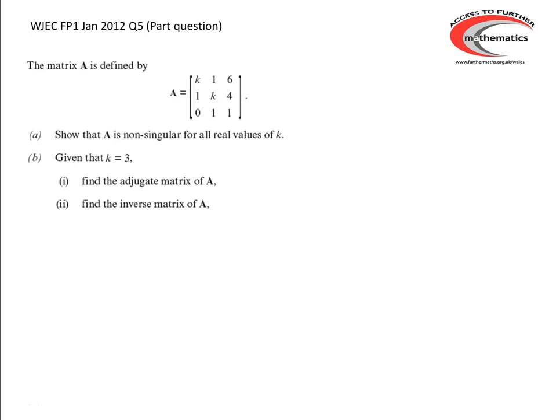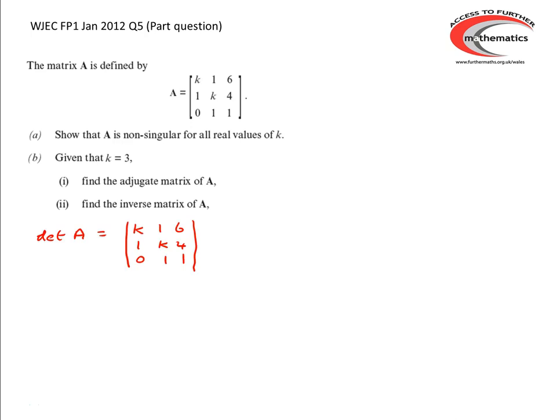So we've got to show that A is non-singular for all values of k. We must remember that non-singular means that it has got a determinant which is not equal to 0. So we've got to work out the determinant of A.